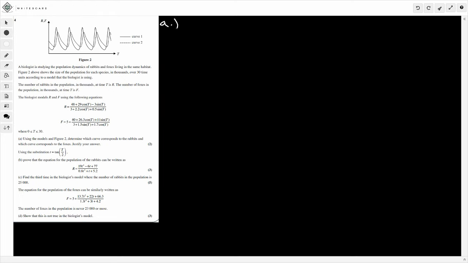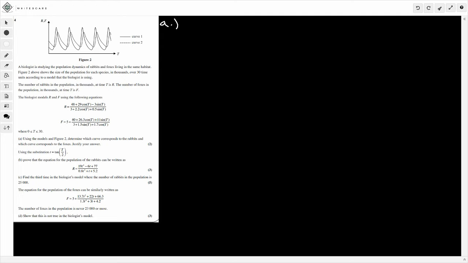So what have we got to do? Well, we're asked, using the models and figure 2, to determine which curve corresponds to the rabbits and which curve corresponds to the foxes. The easy way to do this, if it's not clear to see at this point, is to think about what happens when t is 0. We're going to compare which of these graphs is higher, because whichever is the higher value is clearly the dotted one, which is curve 2.